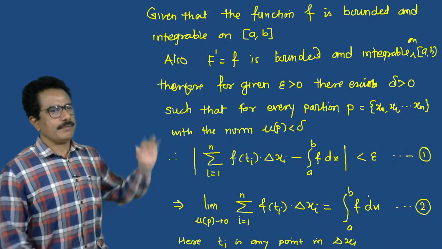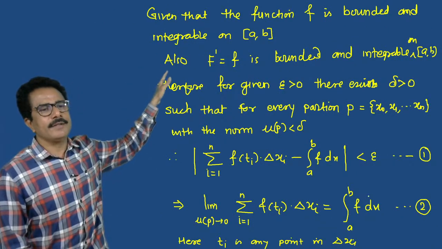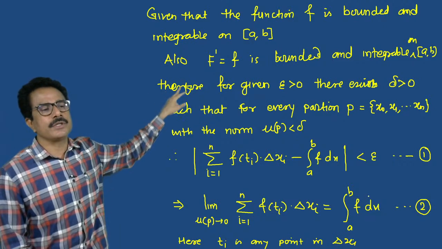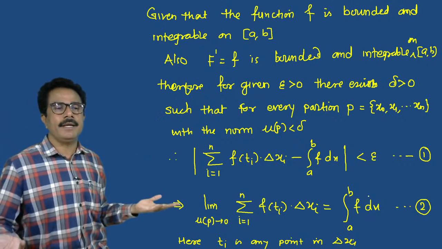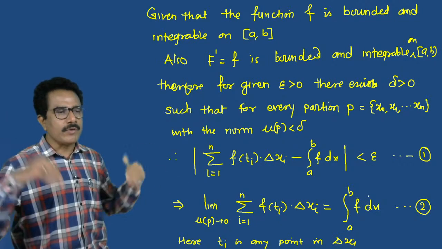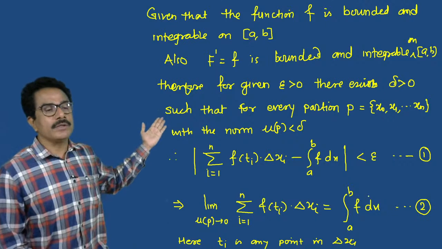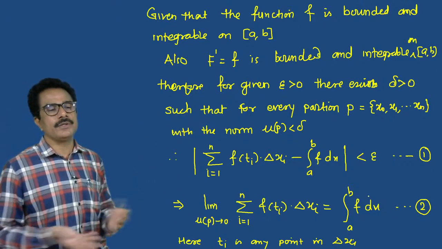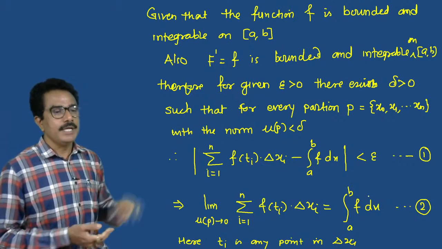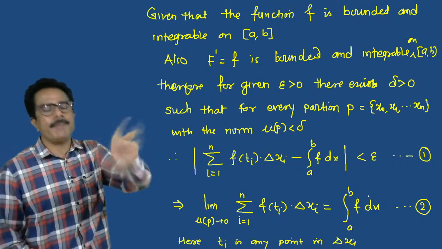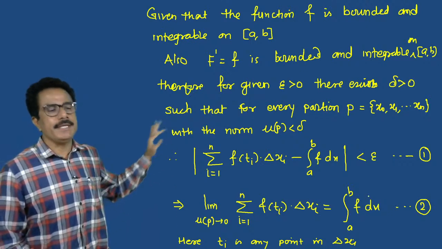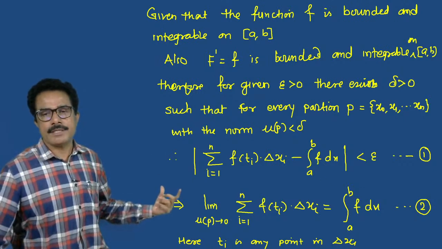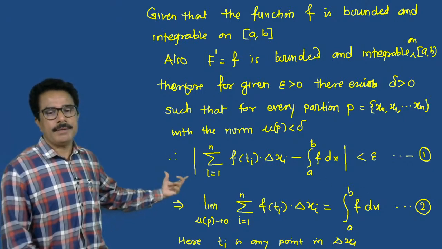So already we have given that the function small f is bounded and integrable. Also capital F dash is equal to small f. This means capital F dash is also bounded and integrable. Therefore, according to the definition of the Riemann sum, for given epsilon greater than 0, there exists a delta greater than 0 such that for every partition, whatever it may be, mu of p is less than delta. Then we can write the definition of the Riemann sum. What is the definition of the Riemann sum?